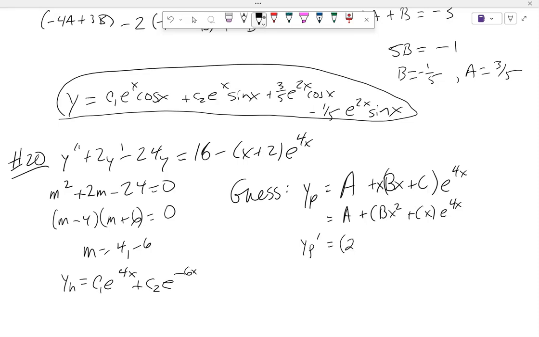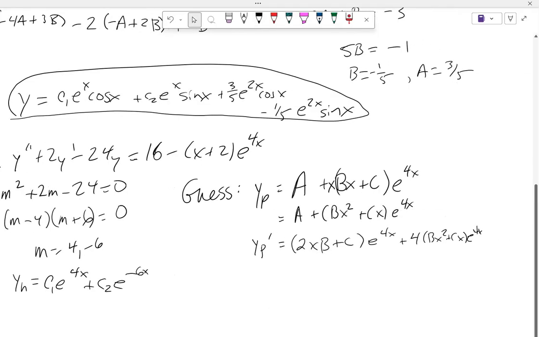You'll have a 2xb plus c e to the 4x, and then plus a 4bx squared plus cx e to the 4x. Just doing product rule on that. Both pieces have it, just to help with the second derivative. Let's just do a little bit of algebra simplifying here.